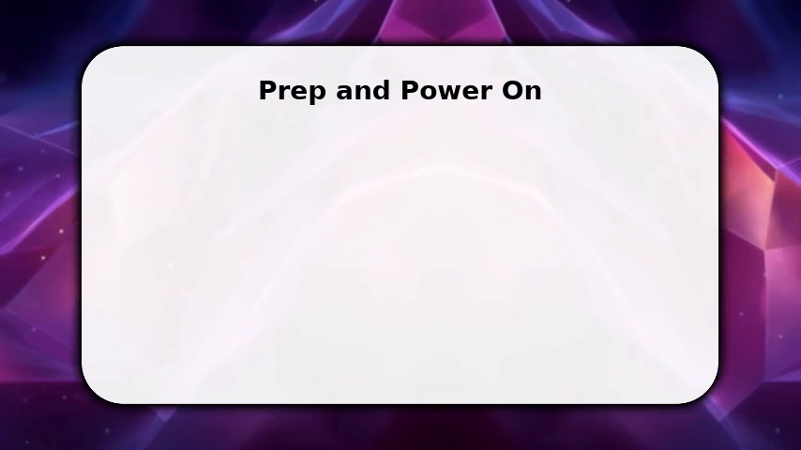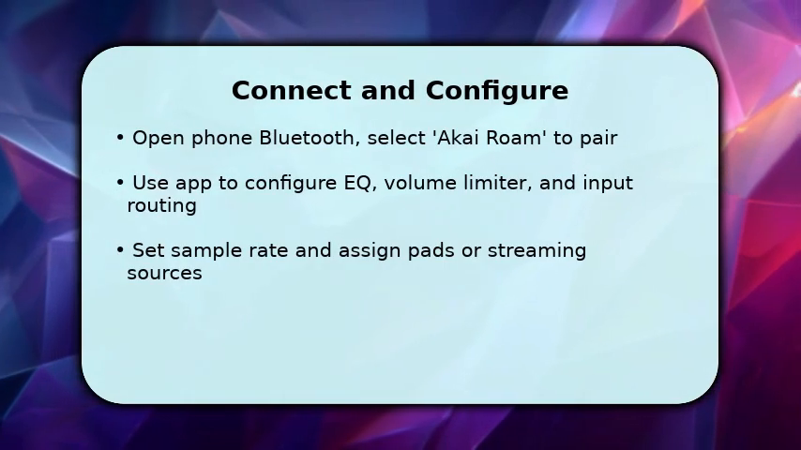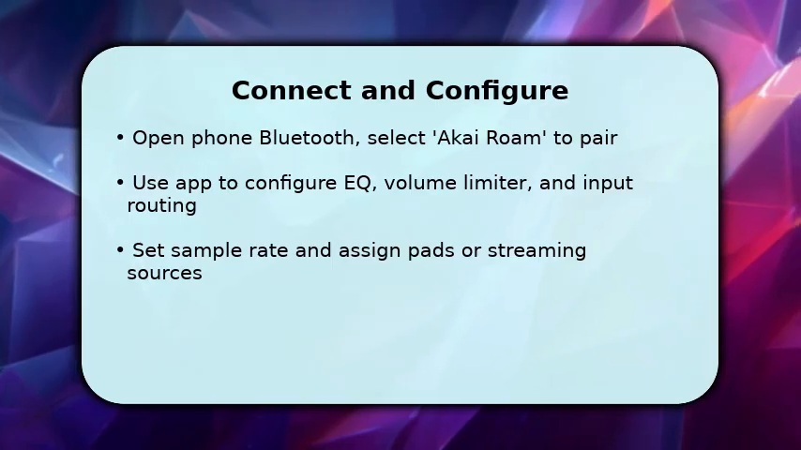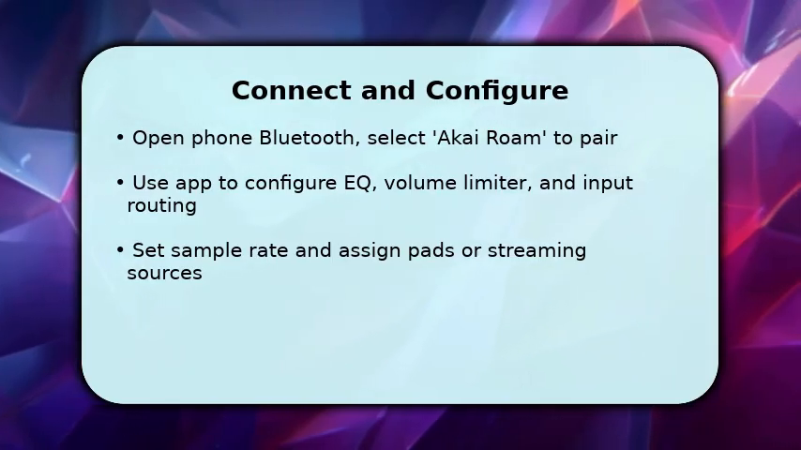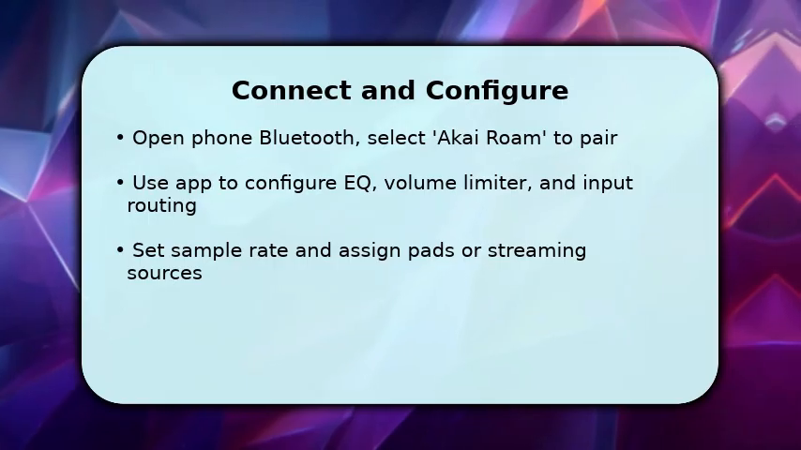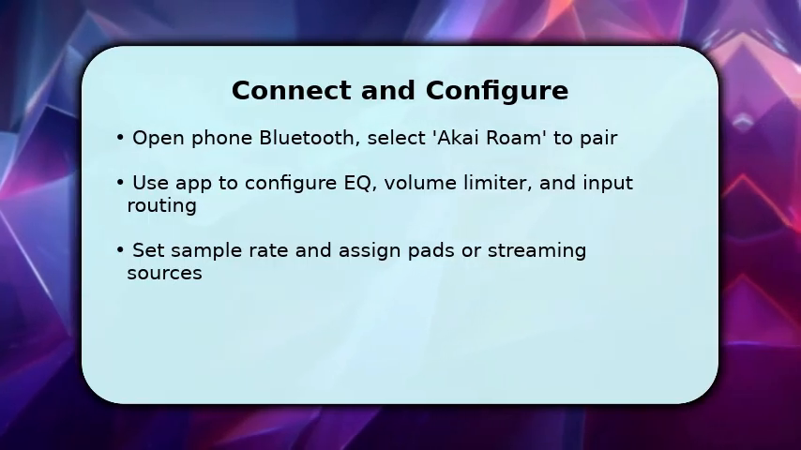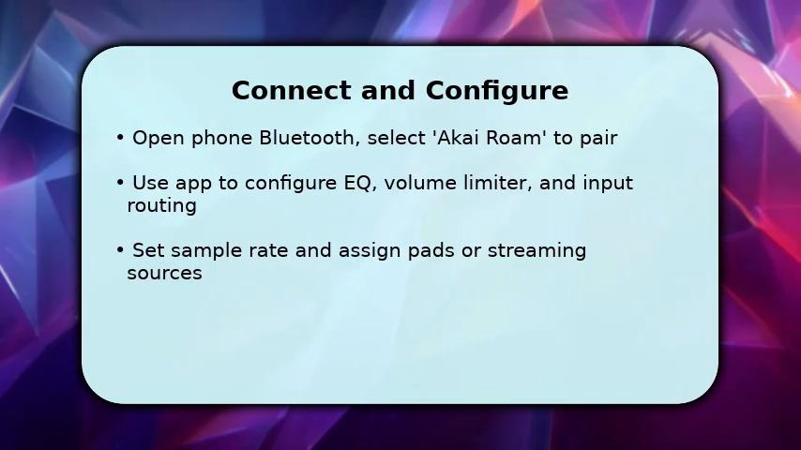You now pair and configure the Roam. Open your phone Bluetooth list and select Akai Roam. Accept pairing prompts to establish the link. Once paired, open the Akai app to configure EQ, volume limiter, and input routing. These settings optimize sound and prevent clipping.